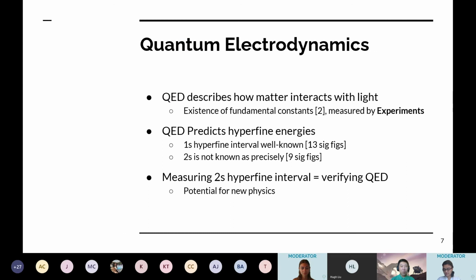Now, why do we even want to measure this thing? Well, because of something called quantum electrodynamics. Quantum electrodynamics is a model that describes how matter interacts with light. It predicts the existence of a bunch of fundamental constants in our universe, but it doesn't actually give us the values. Instead, we as experimentalists need to go and measure these constants. Well, one of the things that quantum electrodynamics predicts is the hyperfine energies inside hydrogen.